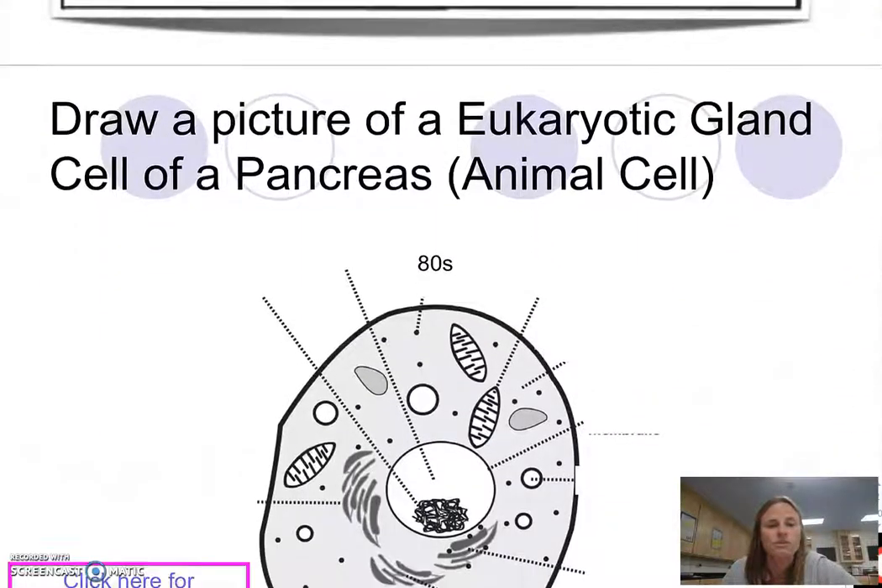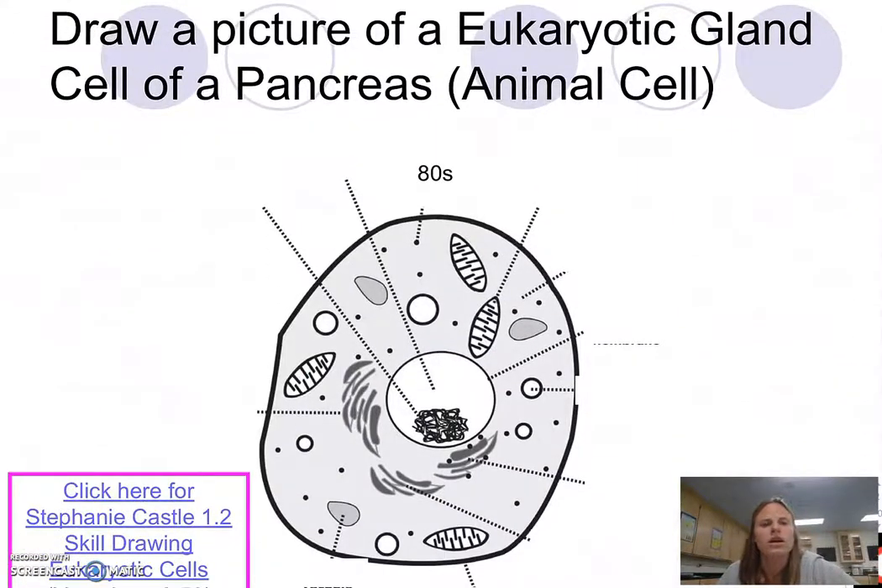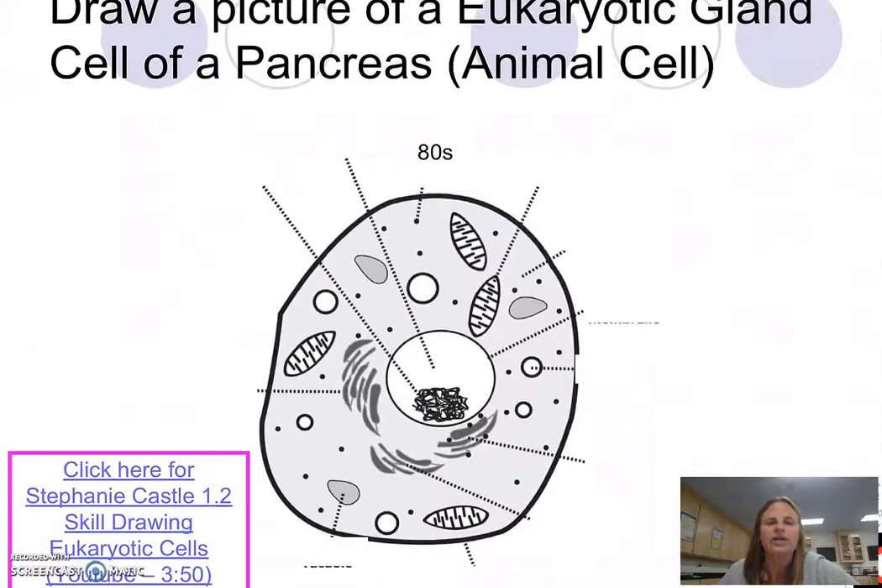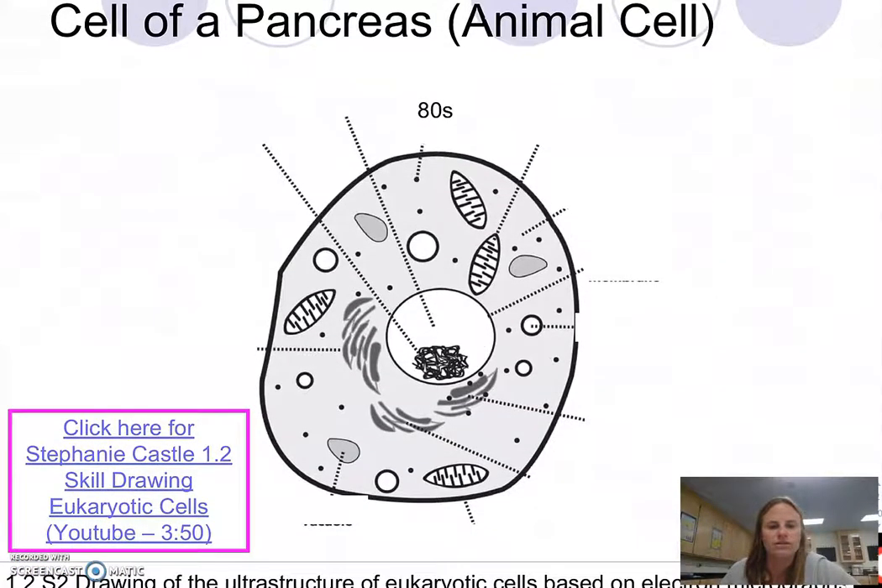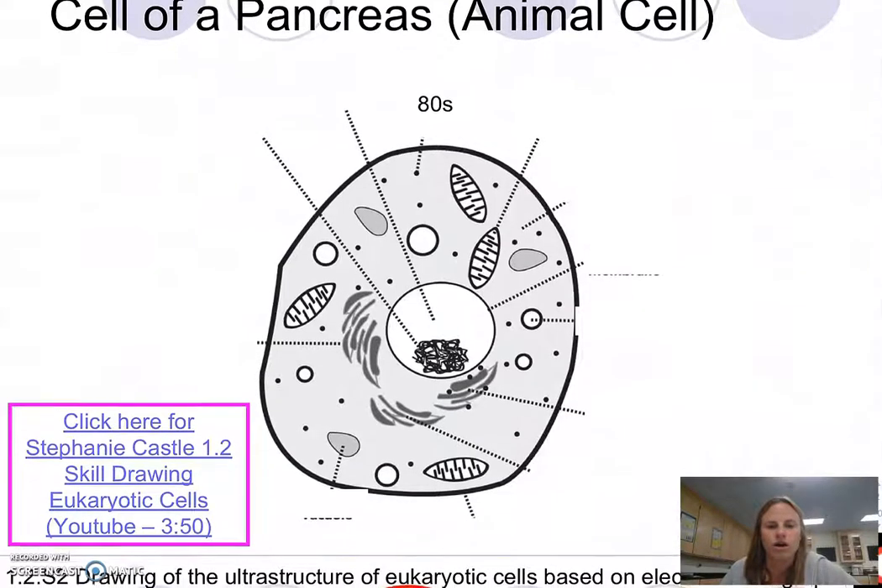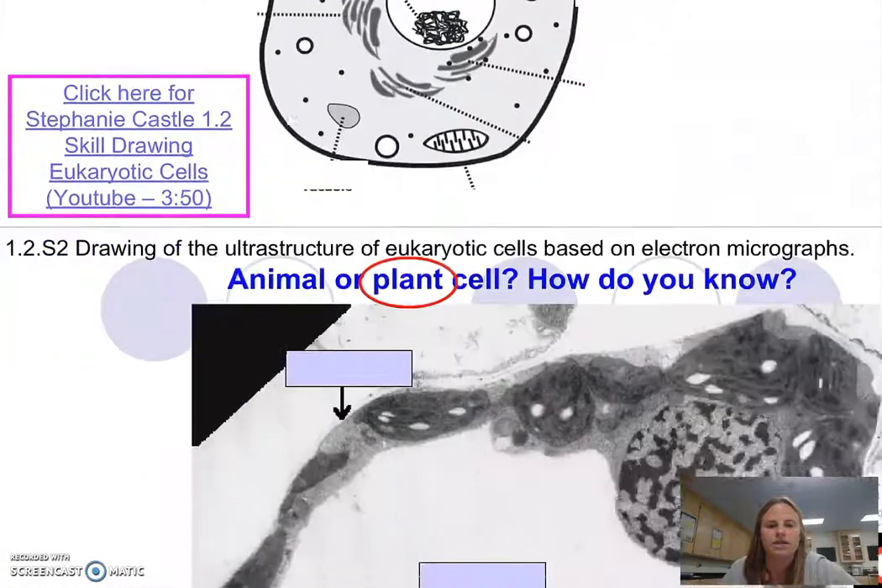Furthermore, you could be asked to draw a picture of a eukaryotic gland cell. For example, they might say draw a liver cell or draw a pancreas cell, and you're expected to know that that means it's a eukaryotic cell, and you would have to draw it. Stephanie Castle gives us a wonderful tutorial on how to draw the eukaryotic cell.